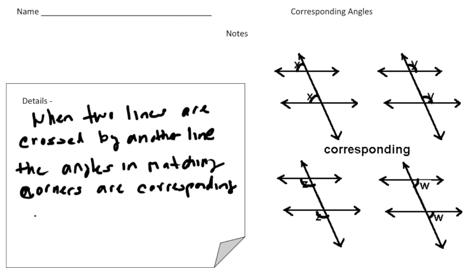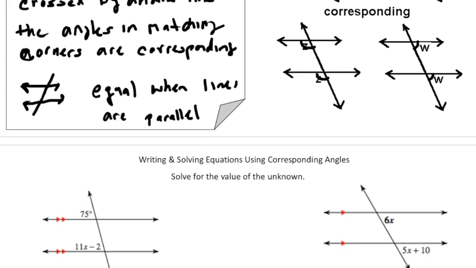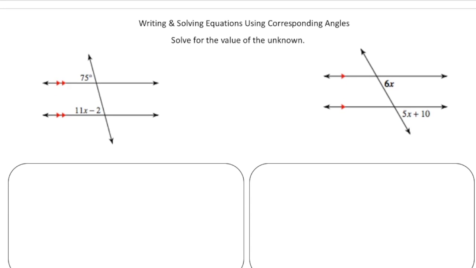Now when the two lines are parallel, so here's our two lines, if those two lines are parallel, the corresponding angles are always equivalent. So corresponding angles are equal when lines are parallel. Knowing that, over here, angles x and x are corresponding, y and y are corresponding, z and z, and w and w are all examples of corresponding angles. So if you turn the page, we can now solve equations involving corresponding angles.